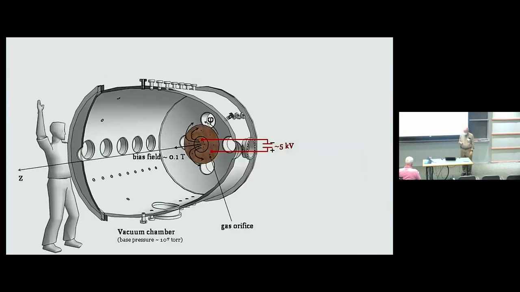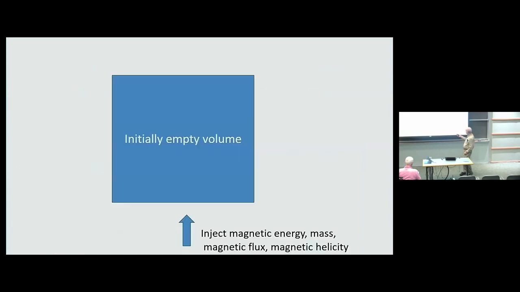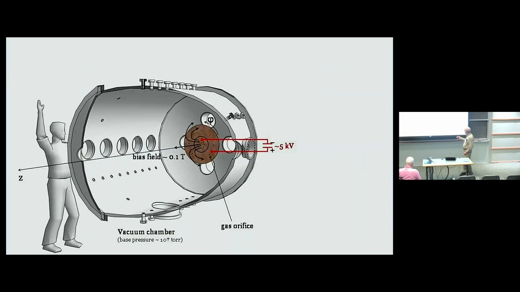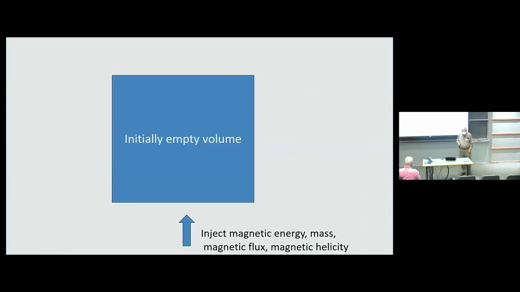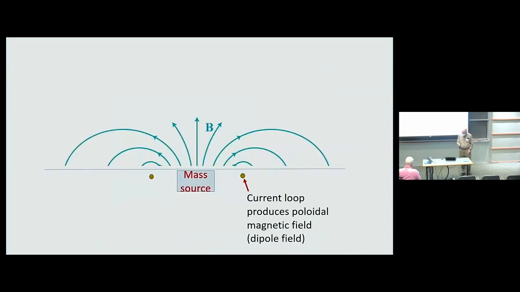So here's the experiment. It's human size, and everything starts with these electrodes here. It's about 50 centimeters in diameter. So initially there's an empty volume, and essentially we're injecting magnetic energy and mass and magnetic flux and magnetic helicity into this empty volume, because those are all the ingredients for this recipe.